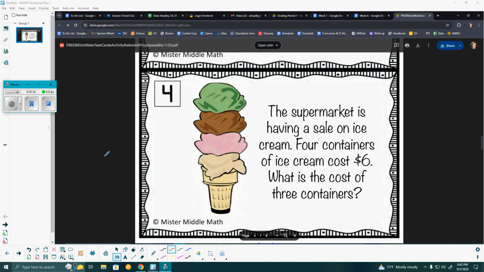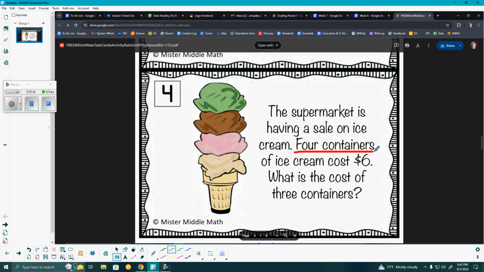All right, I'm going to focus on another problem. This will be our last one. The supermarket is having a sale on ice cream. 4 containers of ice cream cost $6. What is the cost of 3 containers? I think the best way to demonstrate this problem will be using a double number line.